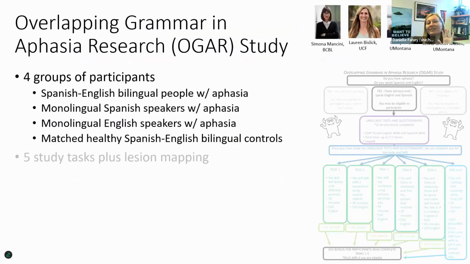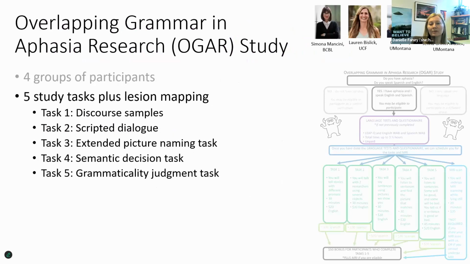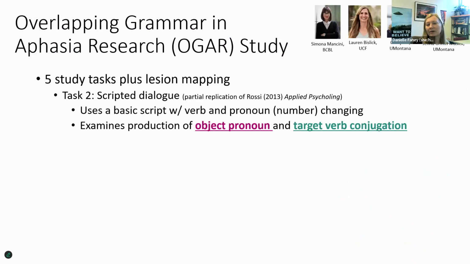So we are just starting to do this in our overlapping grammar and aphasia research study. We have, for Spanish-English bilinguals, our 3 groups of controls. That data has not yet been analyzed. So we're not going to talk about super exciting results here. Across 5 tasks, I'm going to focus on one of our tasks, our scripted dialogue task.